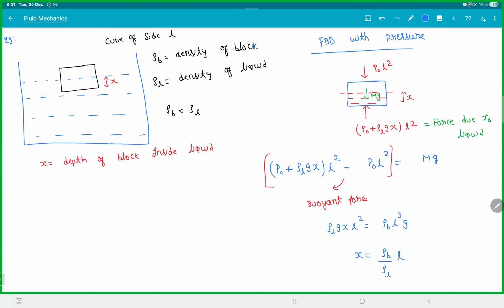But are you getting the difference? The important statement here: the force due to liquid is not the same as the buoyant force due to liquid. They're completely two different things. Sometimes they can become equal, but they don't mean the same thing. Force due to liquid need not be the same as buoyant force.